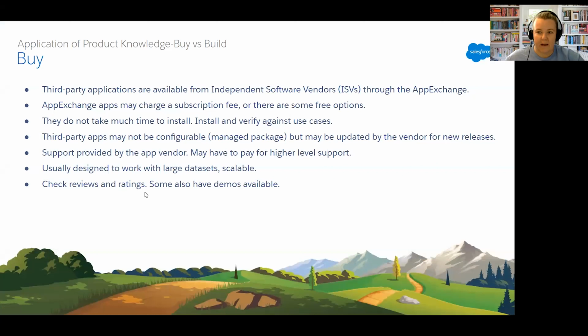So to buy, I know almost everybody is probably familiar with the App Exchange, but you can buy a third-party application through App Exchange. They are from ISVs, which is an independent software vendor. There are many applications for almost anything you can think of available. Some of them have a subscription fee. Some of them are free.